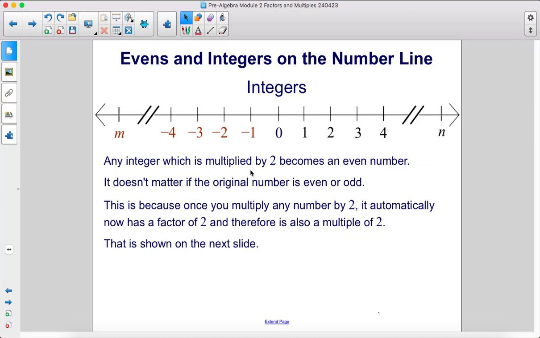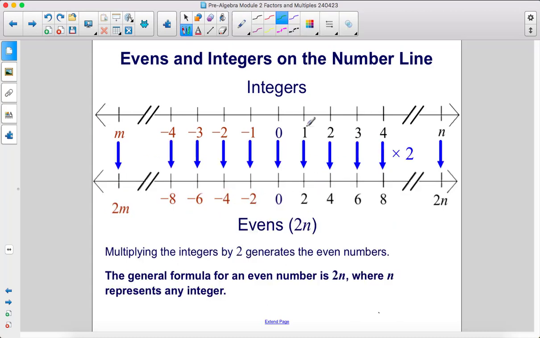Any integer which is multiplied by 2 becomes an even number. It doesn't matter if the original number is even or odd. This is because once you multiply any number by 2, it automatically has a factor of 2 and is therefore also a multiple of 2. That is shown on the next slide.